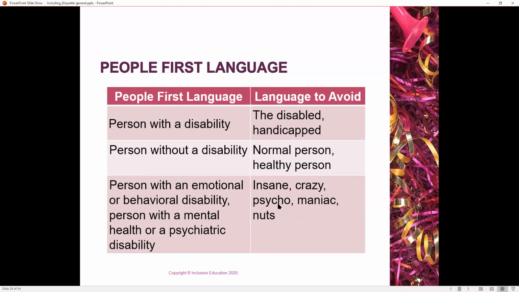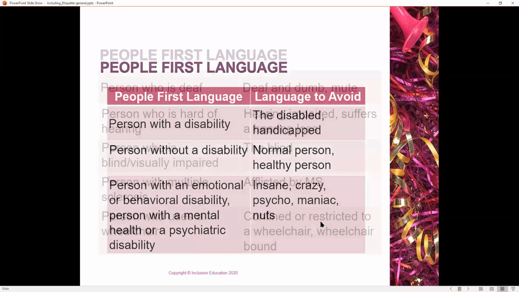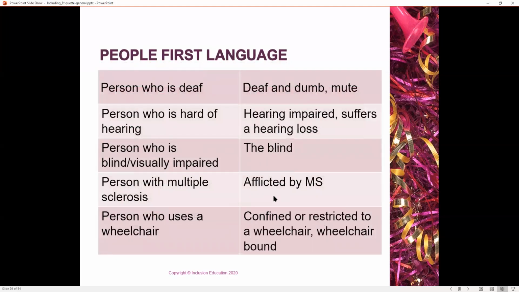A person with an emotional or behavioral disability, a person with a mental health or psychiatric disability is the right way to say it, instead of saying insane, crazy, psycho, maniac, nuts. Those are just insulting the person. Say a person who is deaf rather than deaf or dumb, mute. A person who is hard of hearing instead of he suffers from a hearing loss. A person who is blind or visually impaired, not the blind or that blind person. It's a person who is blind.